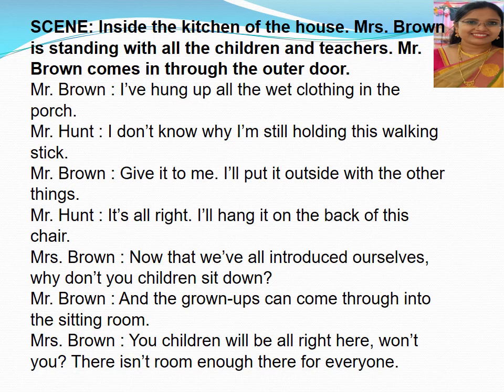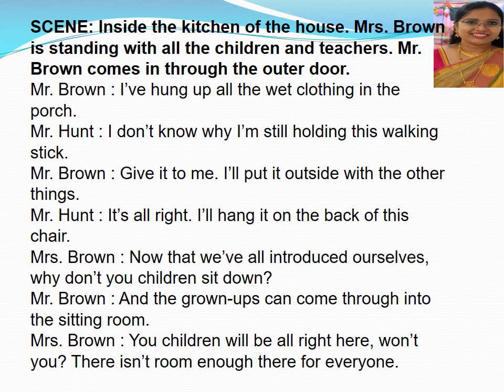Done. So now Mrs. Brown says, as we have introduced ourselves, why don't you children sit down? And the grown-ups, the big children, can go and sit in the sitting room, whereas the other ones can sit here. And Mrs. Brown says to the teacher, I think this place will be enough, correct, for everybody to sit here.